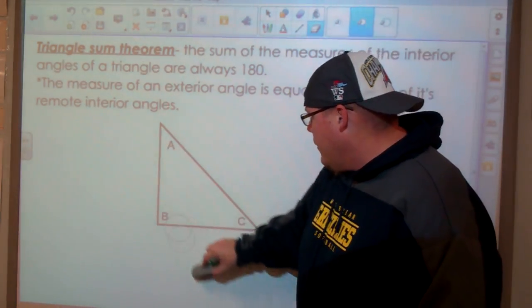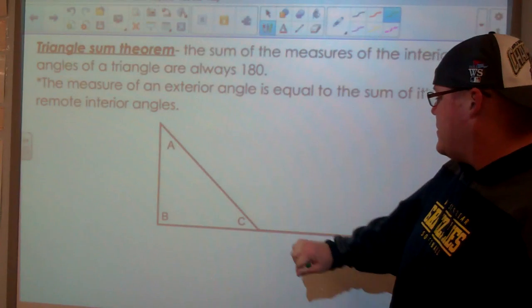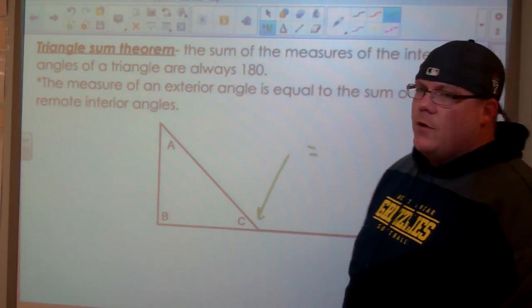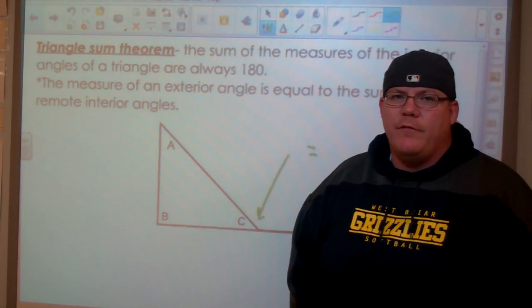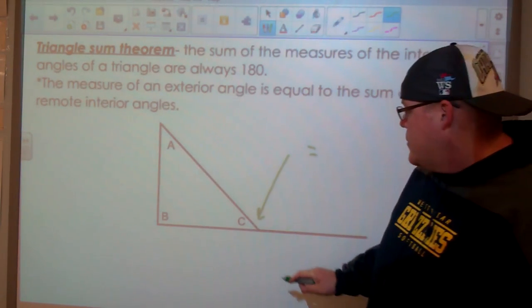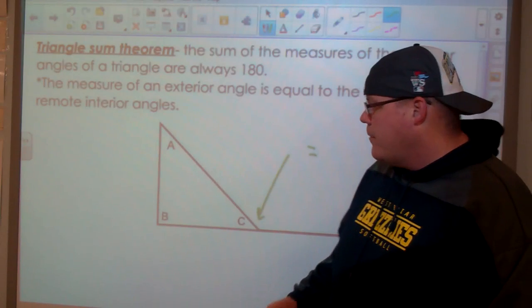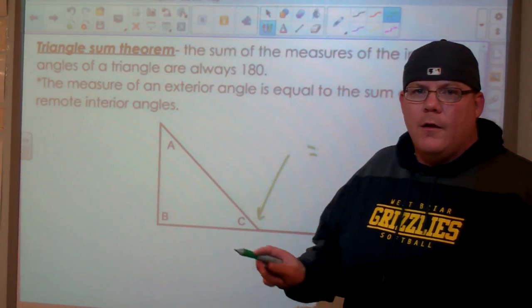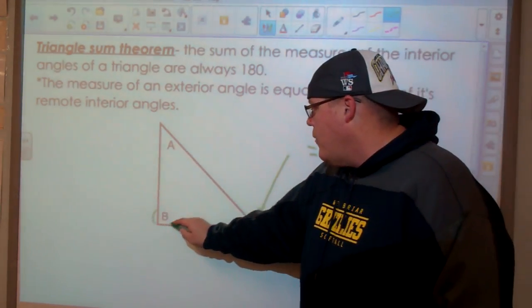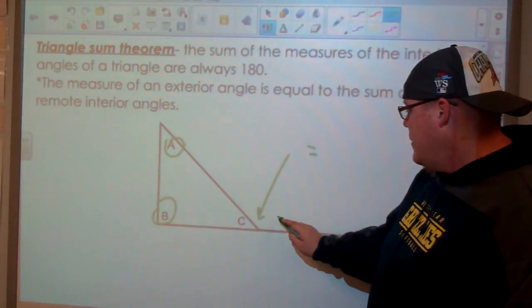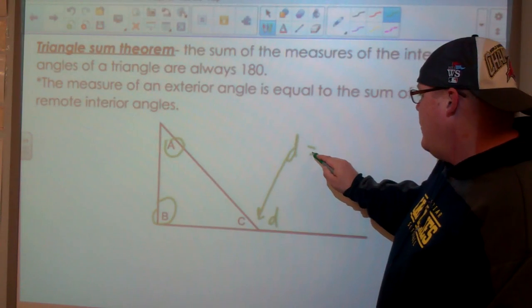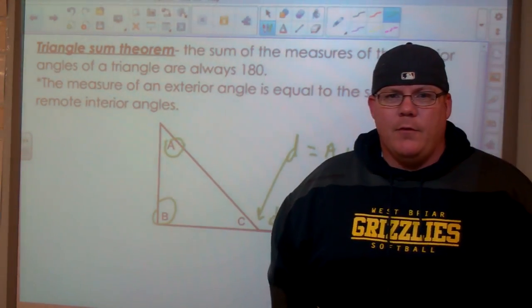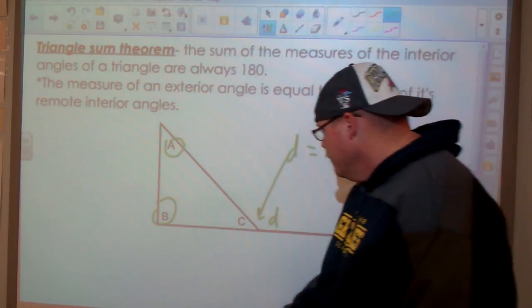The second theorem that we're going to look at is on the exterior angle. This exterior angle is equal to what we call the sum of its remote interior angles. So this is its adjacent angle. The remote interior angles are the two angles that are non-adjacent to the exterior angle. So that would be angle B and angle A. So this angle, let's call it D, would be equal to A plus B. We're going to do a couple examples and show you exactly how that works.